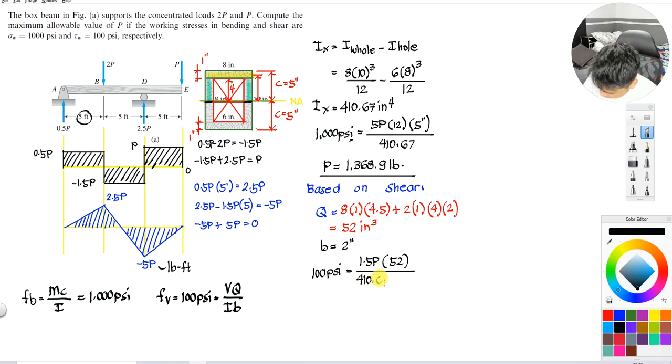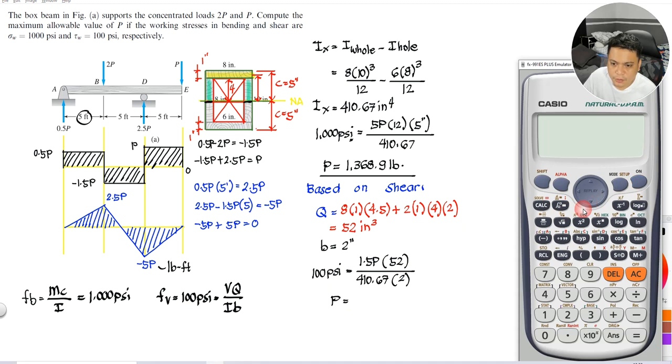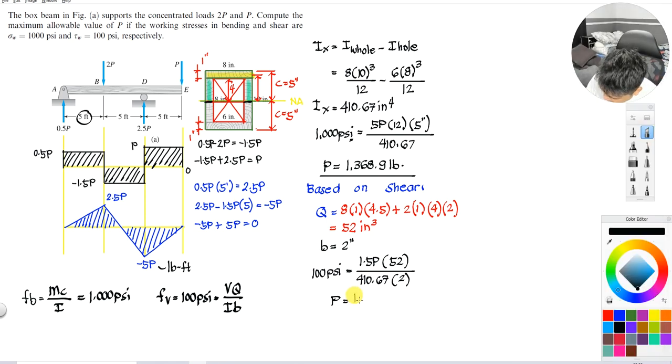Which is 410.67 multiplied it by B. So, ang B ko is 2 inch. So, I now have the value of P equal to. So, let us check on the calculator. So, 100 equal 1.5 of P times 52 all over 410.67 times 2. Okay? And then, solve equal to 1,053. So, 1,053. Again, this is in pounds. I have now the value of P based on the shear.